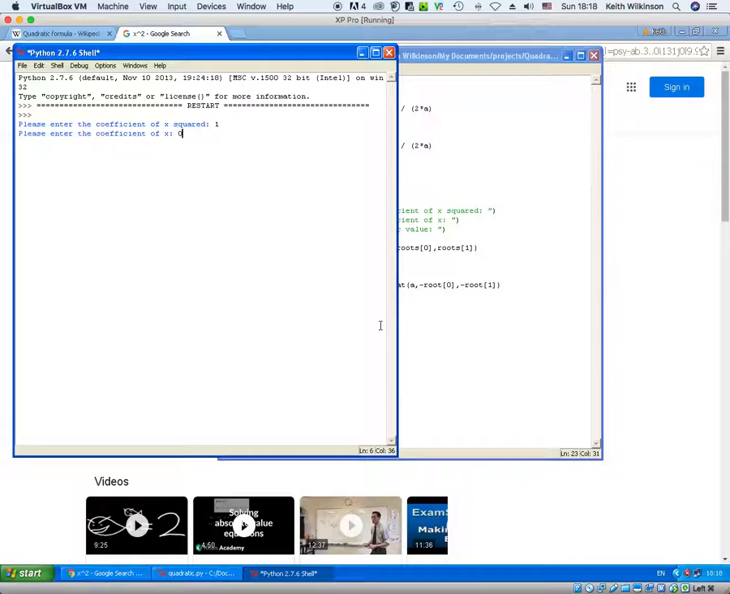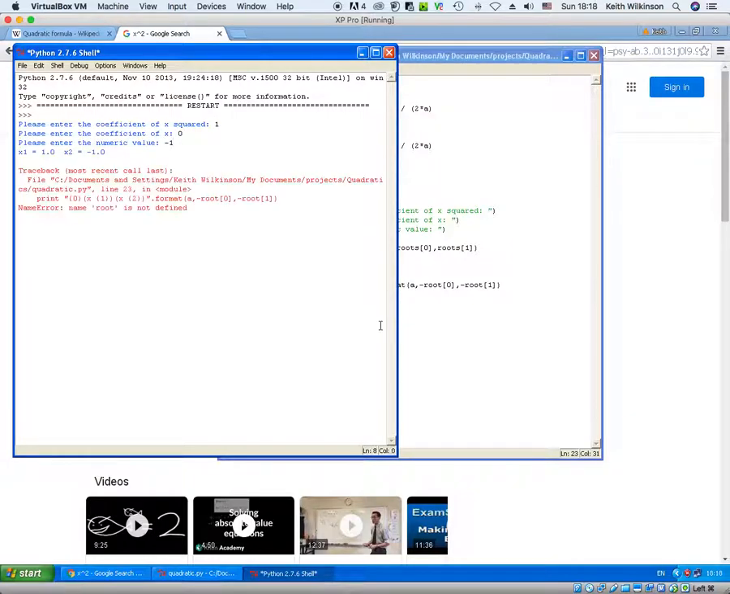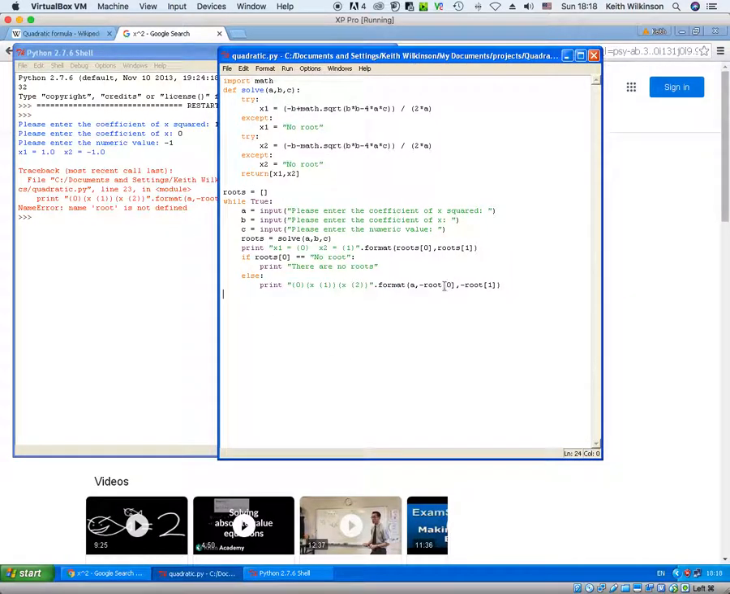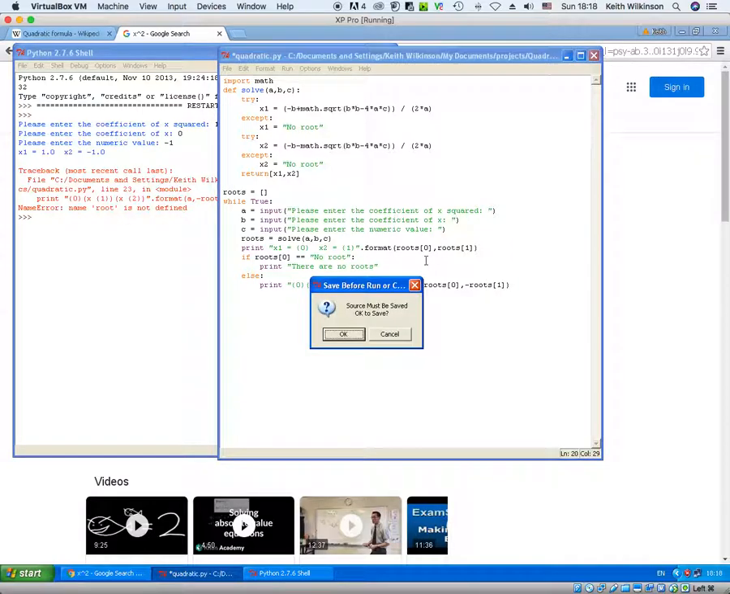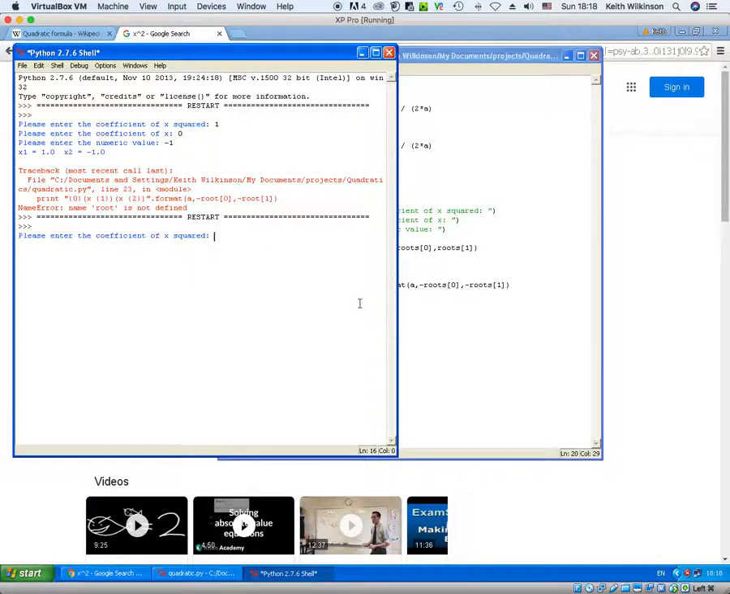1, 0, and minus 1. Whoops. That's because it's roots. Run it again. 1, 0, minus 1. So this one looks good. X minus 1 and x, but it's just given us x1 and a 1 at the front.